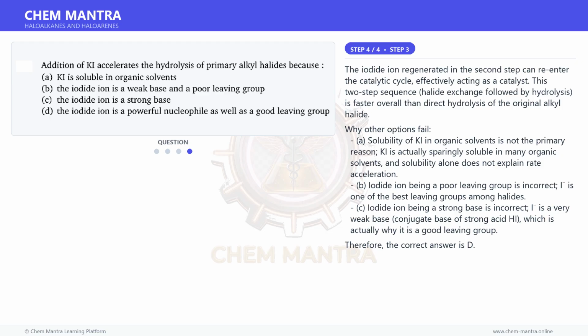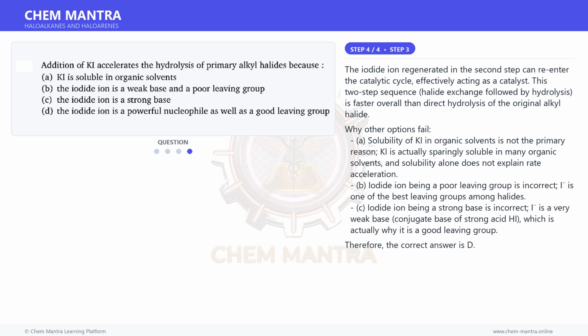And for the final step, the iodide ion regenerated in the second step can re-enter the catalytic cycle, effectively acting as a catalyst. This two-step sequence, halide exchange followed by hydrolysis, is faster overall than direct hydrolysis of the original alkyl halide.